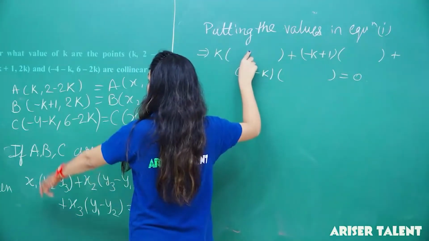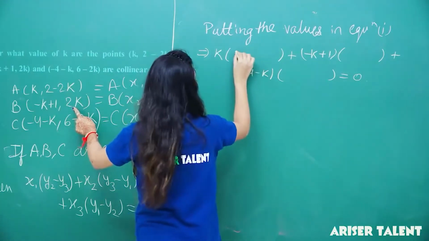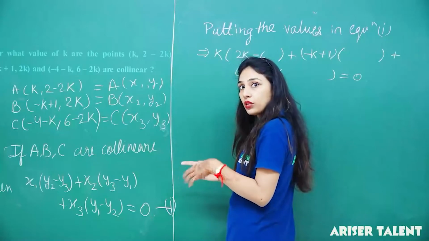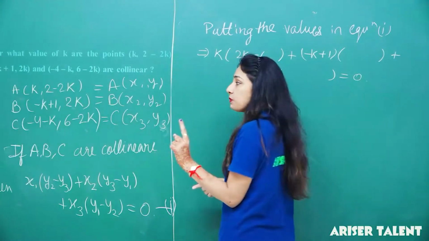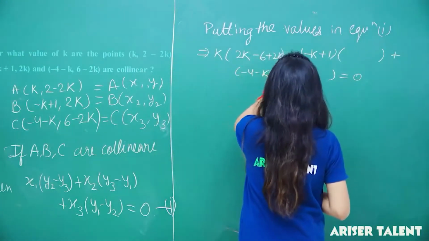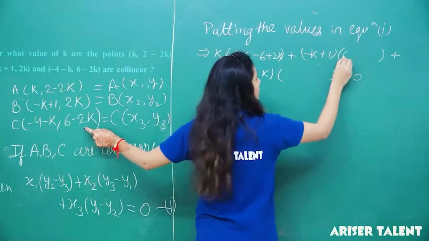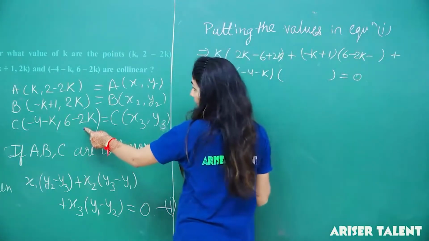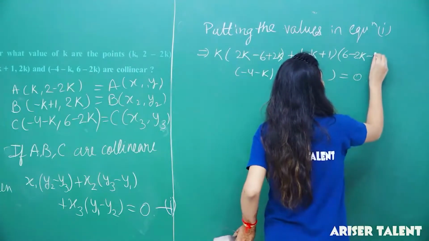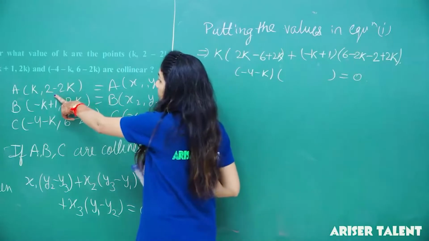Now what is this something? If I am talking about x1, that will be y2, that is 2k, minus y3, that is 6 minus 2k. Now minus of 6 minus 2k will be minus 6 plus 2k. So this is about x1, y2, y3. Now this is x2, so there will be y3, that is 6 minus 2k as it is, minus y1, y1 is 2 minus 2k. So that will be minus 2 and plus 2k, because minus minus is plus.